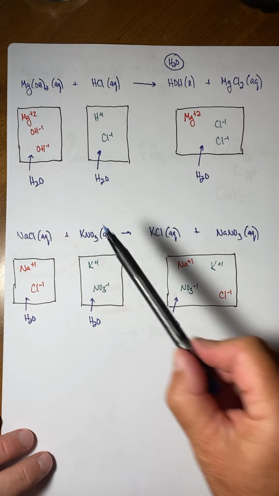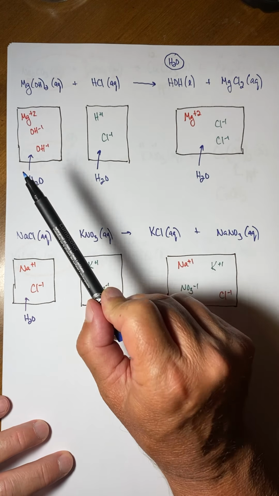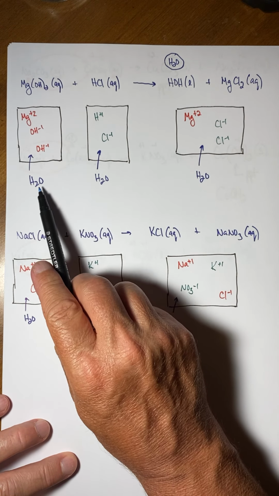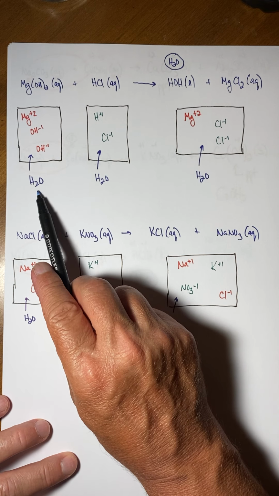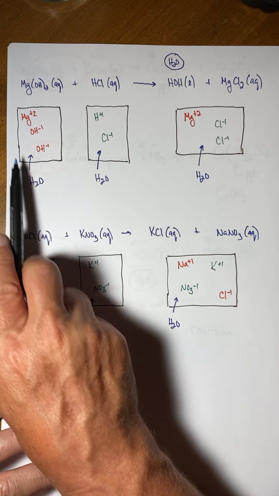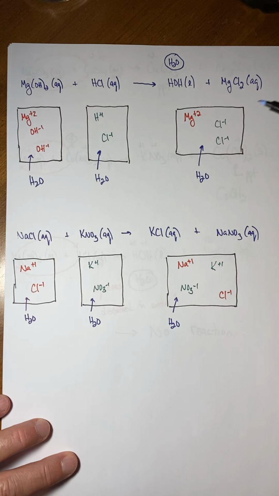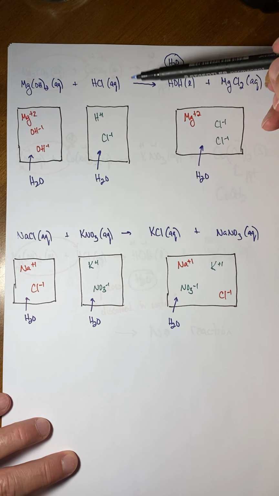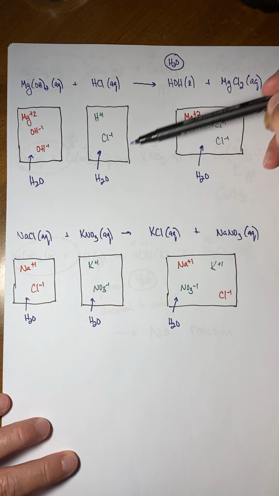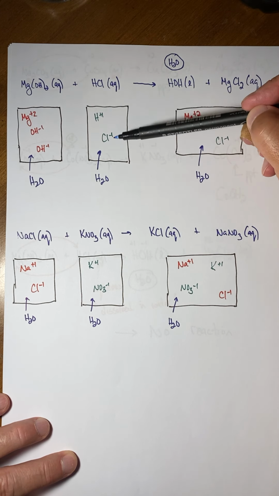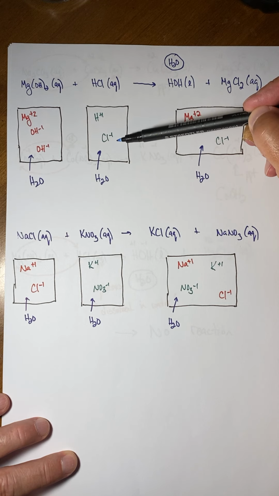So in the one container, before we actually start the reaction, think of these squares as beakers. I already have water in there, and then I've dissolved magnesium hydroxide. So I'm going to have magnesium ions and hydroxide ions. In a second beaker, I'm going to have hydrochloric acid. So I have water in there, and inside of there, I'm going to have hydrogen ions and chlorine ions.